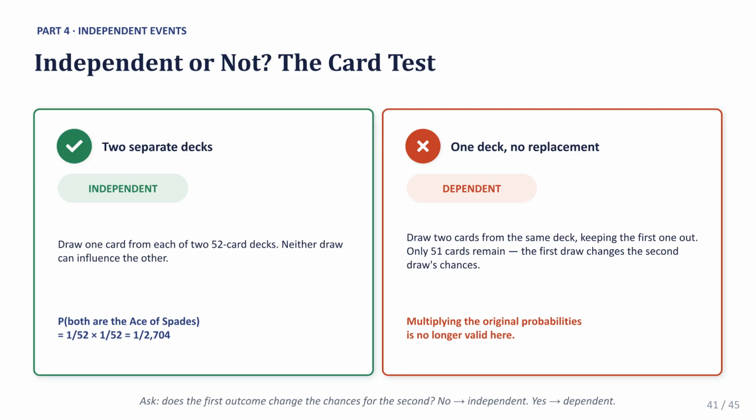Before you multiply, always test for independence. Draw a card from 2 different decks? Those are independent. Draw 2 cards from the same deck without putting the first one back? Those are dependent because the first card changes the contents of the deck for the second draw. If the first outcome changes the second, do not multiply.